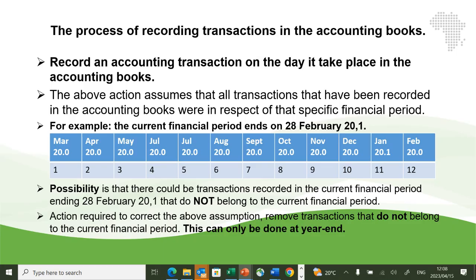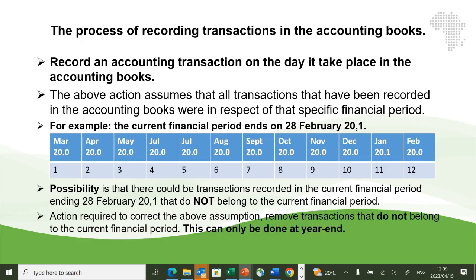Because if you follow the principle that says record accounting transactions on the day they took place, there is a possibility that there could be transactions recorded in the current financial period ending 28 February 20.1 that do not belong in the current financial period. So what do we need to do if we assume that there is this kind of possibility? How then do we correct this assumption? We need to remove the transactions that do not belong in the current financial period. This can only be done at year end. That's why we have to perform a year-end adjustment.